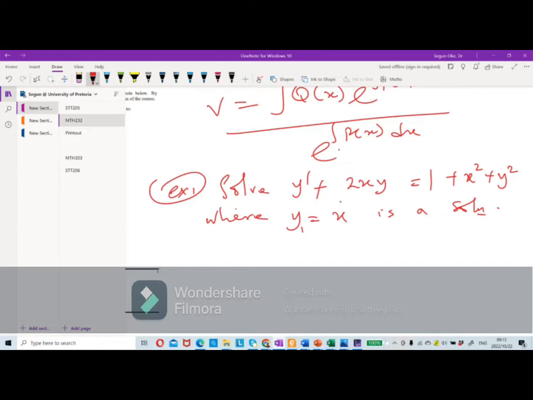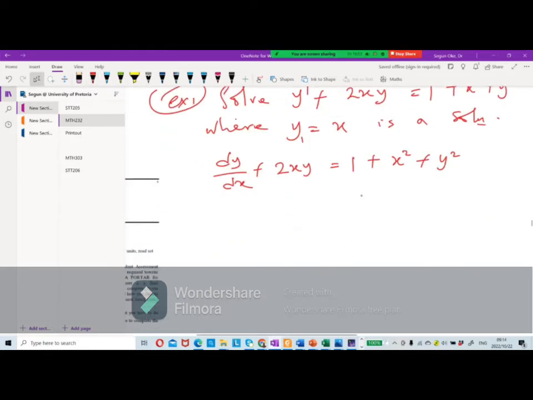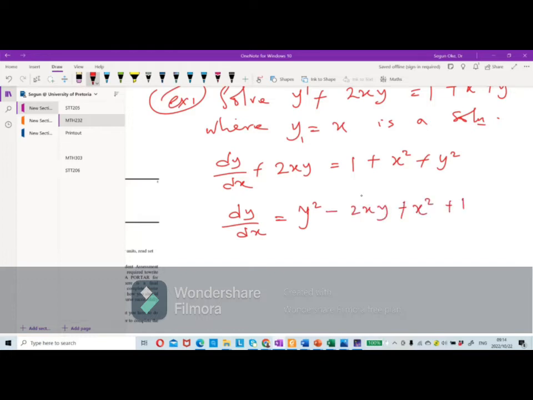So from here I have y prime equals x prime. That's what I have. y prime plus 2xy equals 1 plus x squared plus y squared. How do I solve this? Make y prime the subject of formula. Take this one to the other side, make this one alone here. I can write it this way: y prime equals y squared minus 2xy plus x squared plus 1. Call this equation 1, or equation triangle.